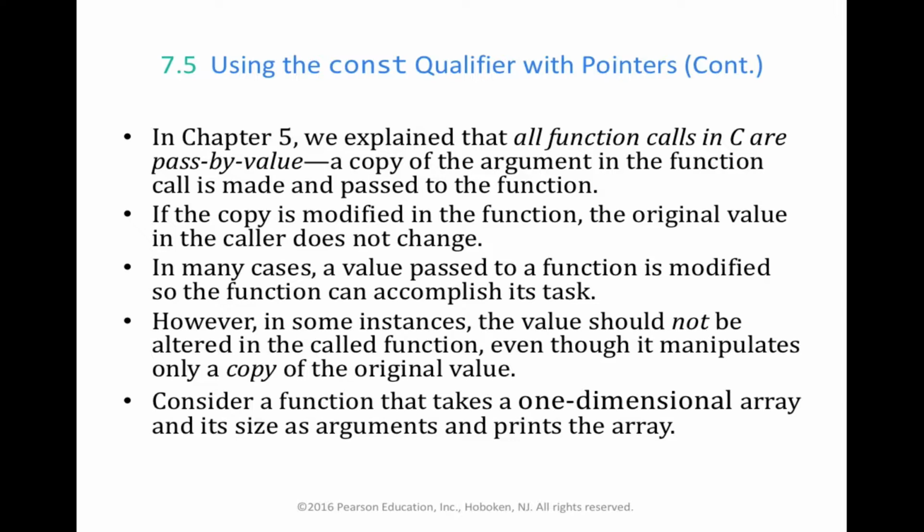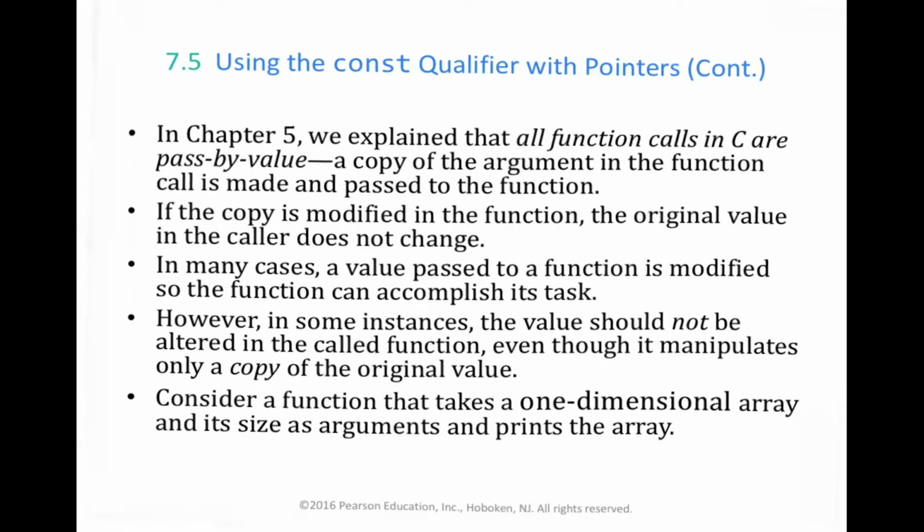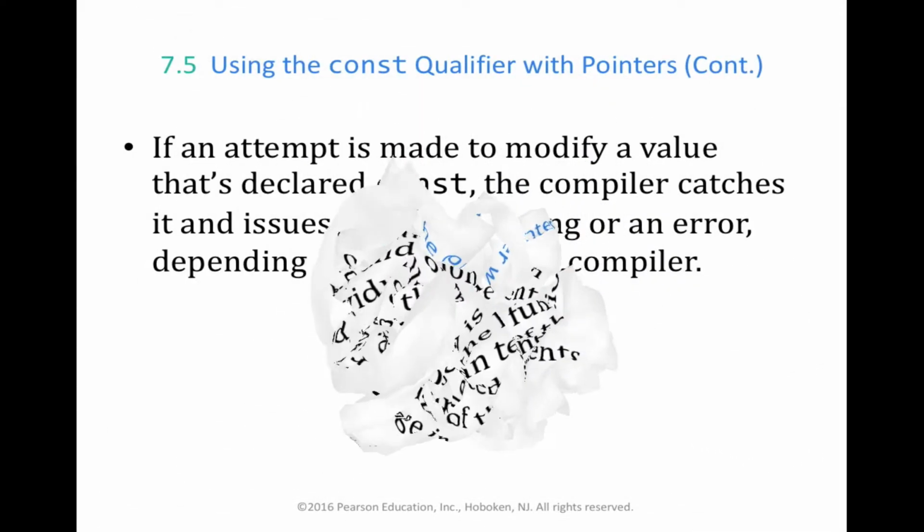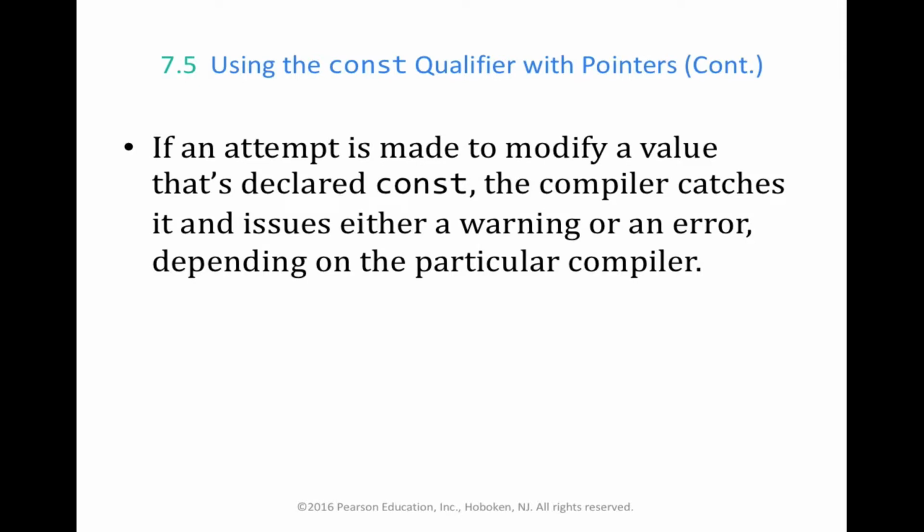So let's consider a function that takes a one-dimensional array and a size and prints out the array. That function is going to loop through each element of the array and output each value. The size of the array is used to determine the upper bound on the array so that the loop can terminate printing. Neither the size nor the contents really need to be changed. If we attempt to modify those values declared as a constant with const, the compiler catches that and issues either a warning or an error, depending on the compiler that you're working with.